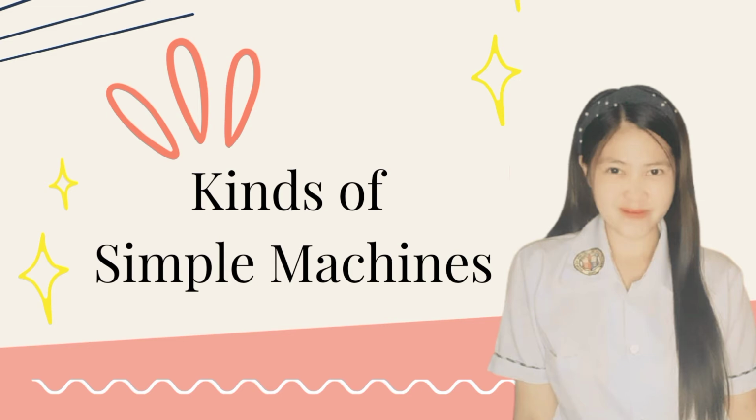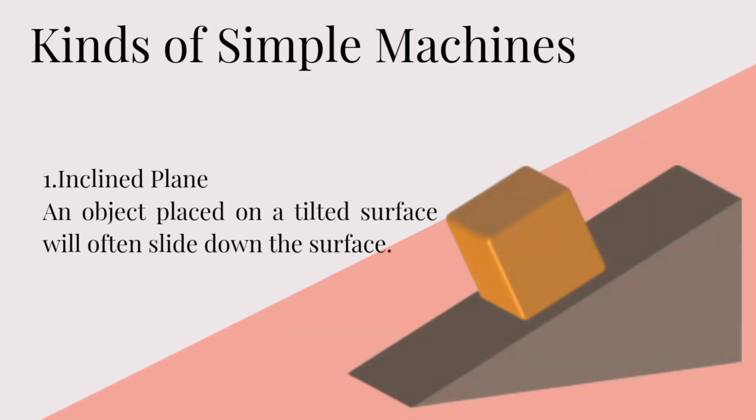We have 6 kinds of simple machine. Number 1. Inclined plane. An object placed on a tilted surface will often slide down the surface. The rate at which the object slides down the surface is dependent upon how tilted the surface is. The greater the tilt of the surface, the faster the rate at which the object will slide down it. In physics, a tilted surface is called an inclined plane.